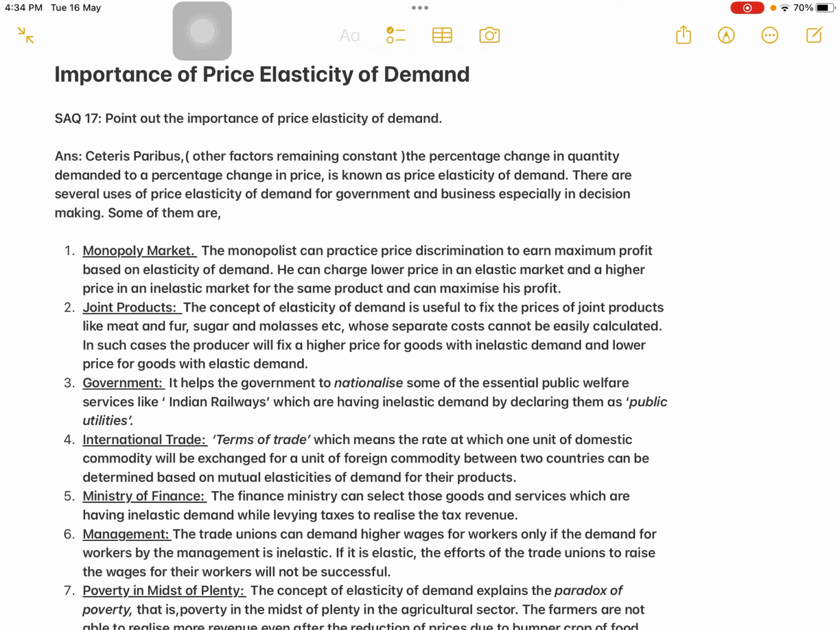In today's class, we will check out the next 5 marks question, importance of price elasticity of demand. That is SAQ 17, point out the importance of price elasticity of demand.